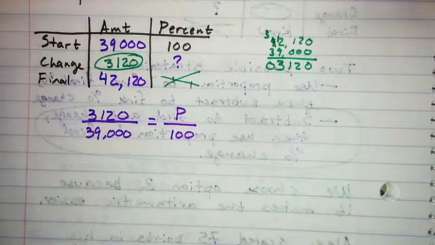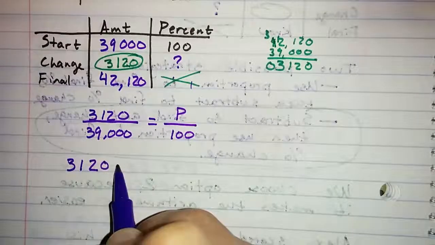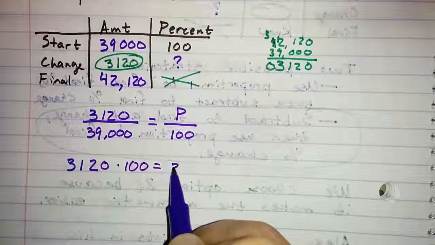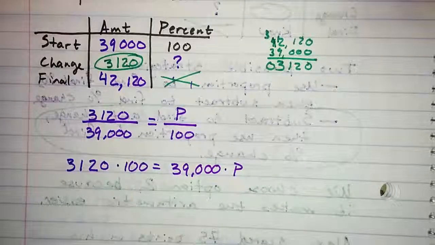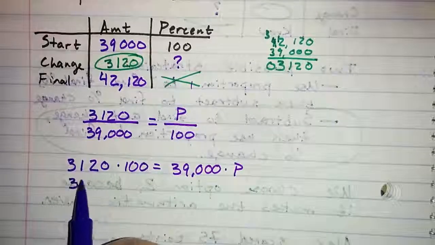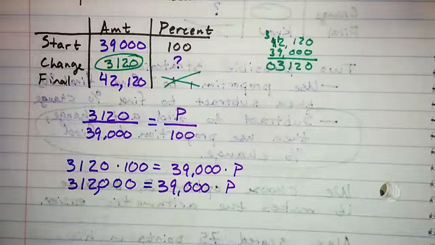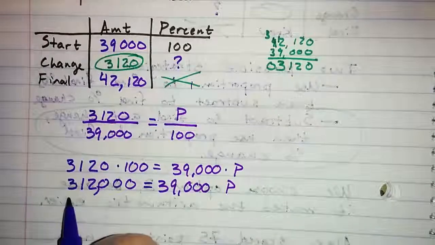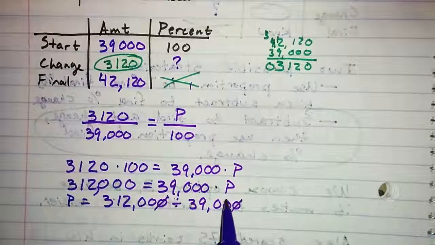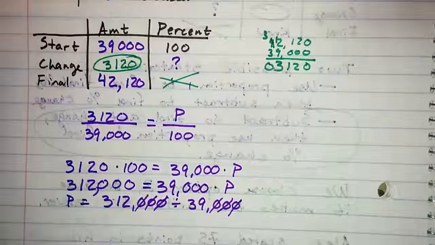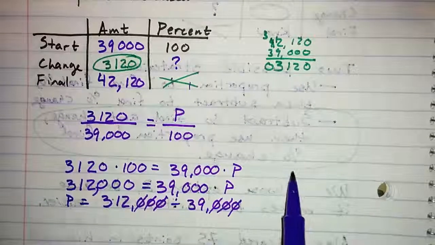Cross multiplying, 3,120 times 100 is 39,000 times P. 3,120 times 100 is 312,000. What times 39,000 is 312,000? Well, 312,000 divided by 39,000. Canceling some zeros, this is the same as 312 divided by 39.